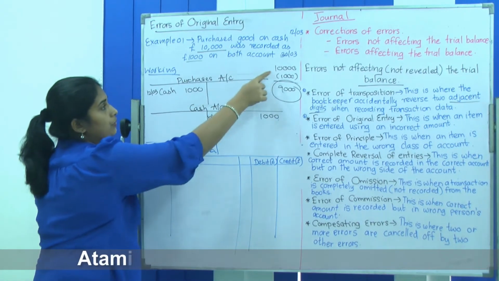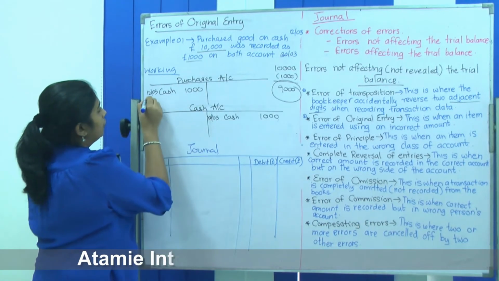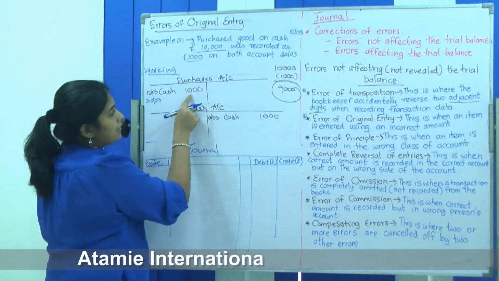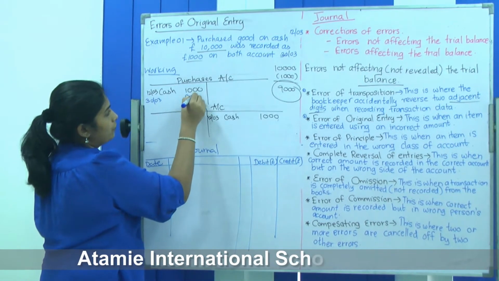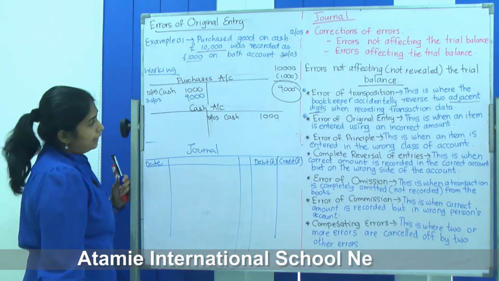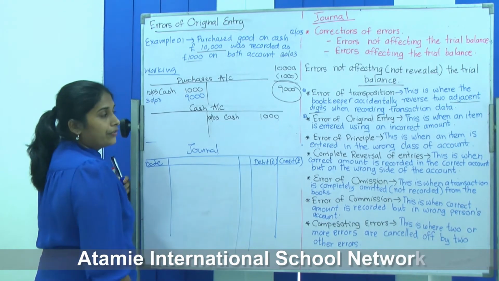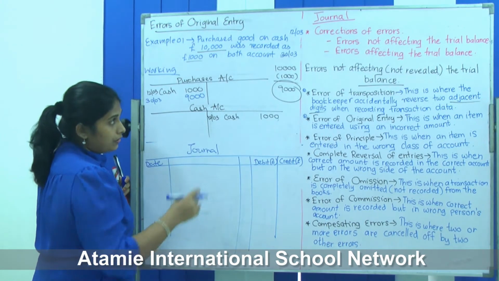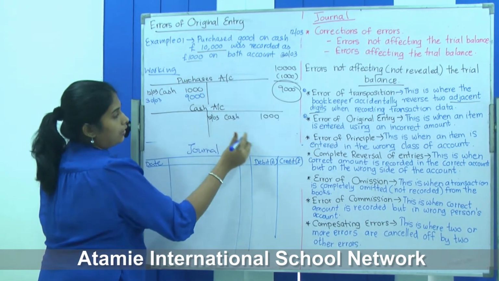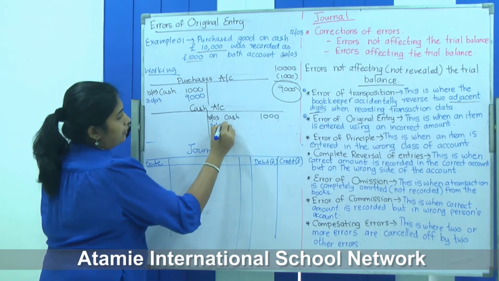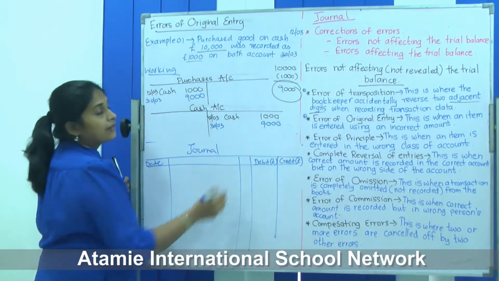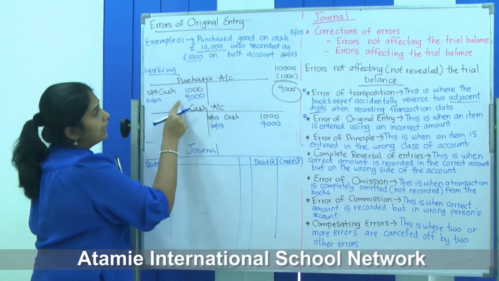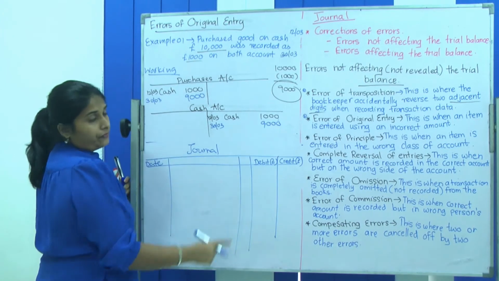So to increase into 10,000, what you have to do? 30th March only you found the error. So to increase the 1,000 into 10,000, you have to debit the purchases by 9,000, and cash also on the credit side there's only 1,000, but the actual amount is 10,000. So to increase 1,000 into 10,000, on 30th March, 9,000 should be credited. So this amount, the difference 9,000 should be added. That's why it will be recorded on the same side of the account.